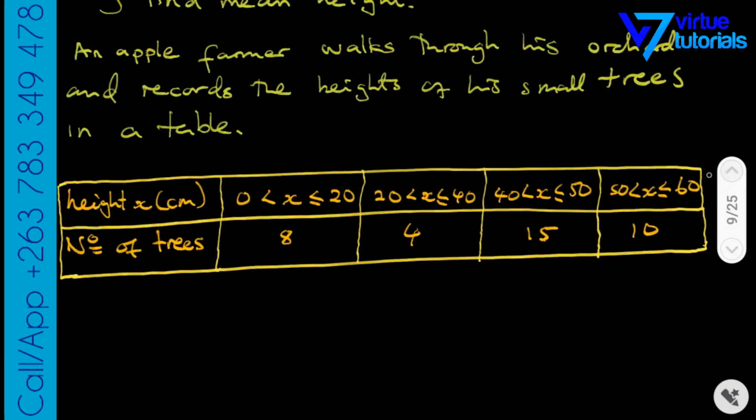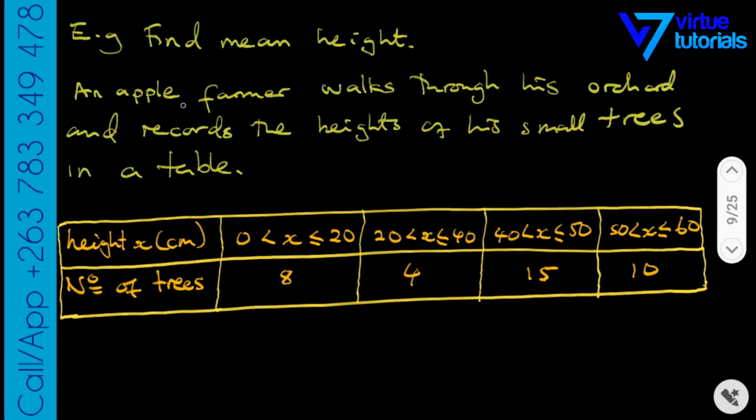Let's try another example. Find the mean height. An apple farmer walks through his orchard and records the heights of small trees in a table. So here's the table. We've got the heights in classes, and then we've got the number of trees as the frequencies. If you're going to calculate the mean, first find the class centers. 0 plus 20 divided by 2 is 10. 10 plus 40 divided by 2 is 30. 40 plus 50 divided by 2, that's 45. And then 50 plus 60 divided by 2, that's 55. So those are your class centers.